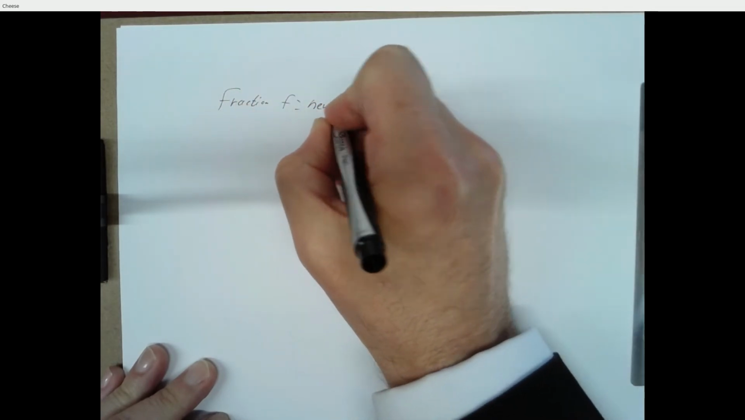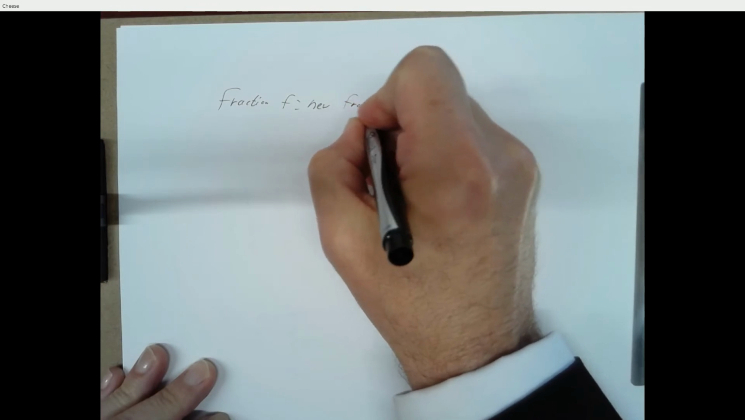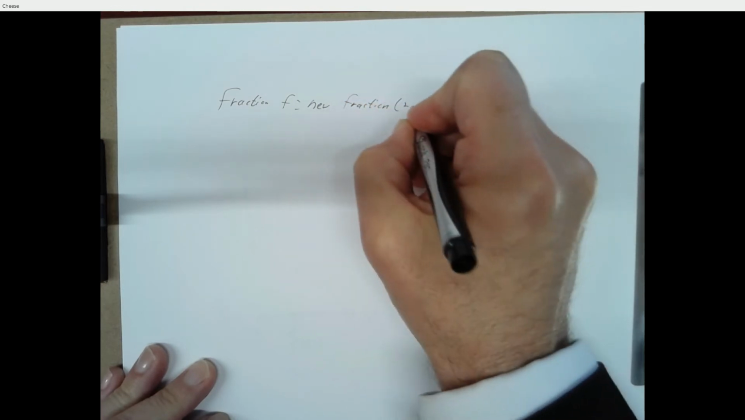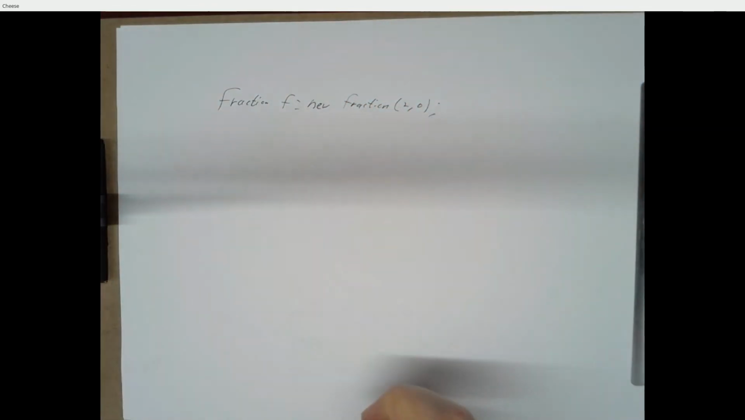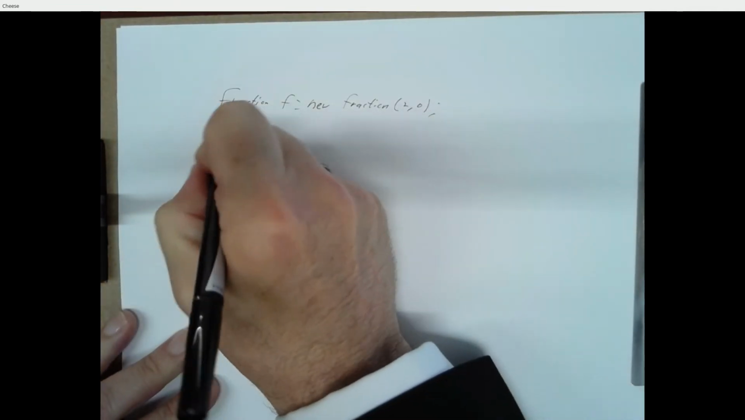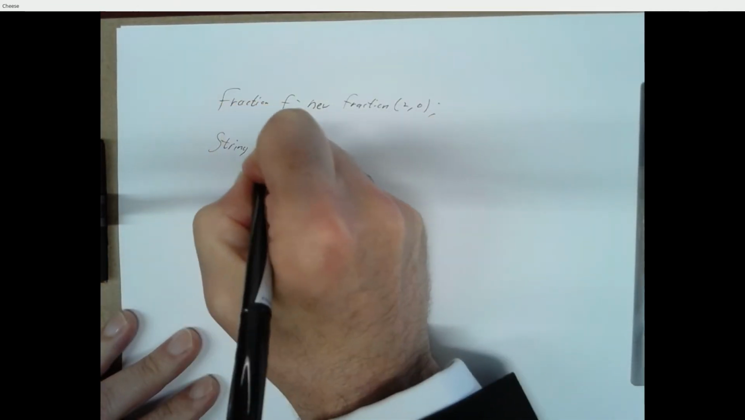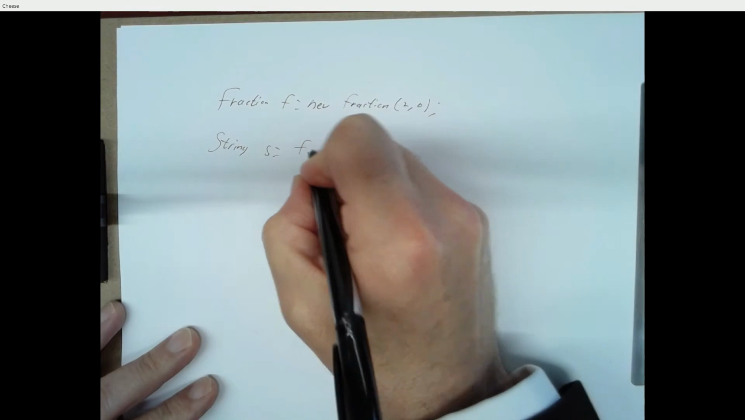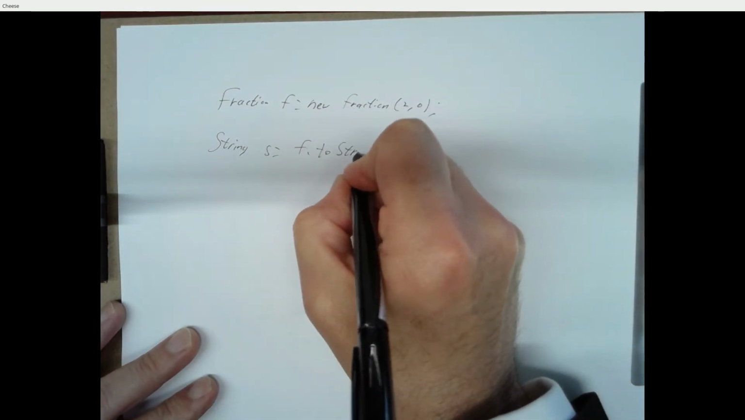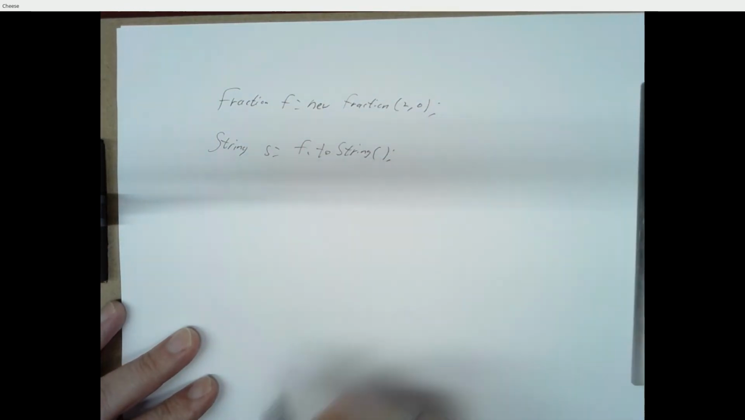Yeah, so if you do the following, Fraction f equals new Fraction(2, 0), and then String s equals f.toString(), s should be equal to NaN. Okay. Not 2/0 or 2/0 NaN.